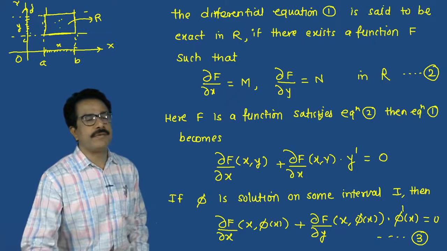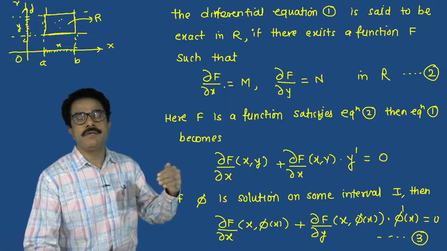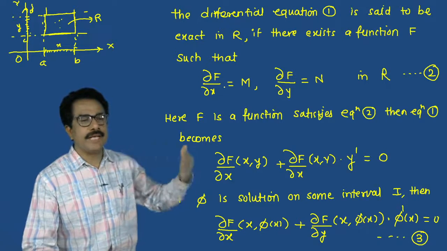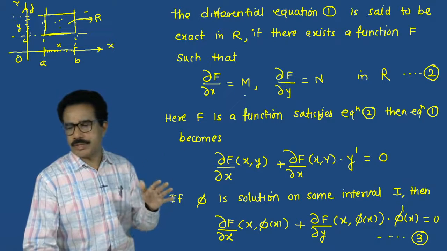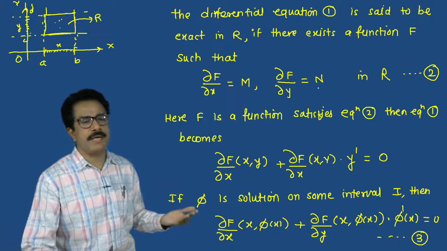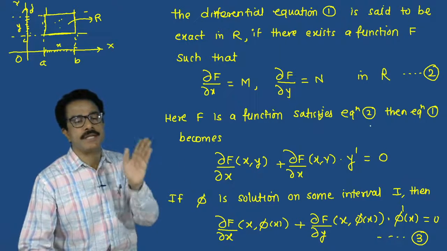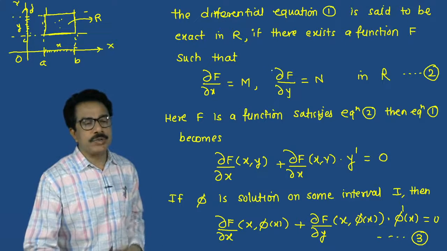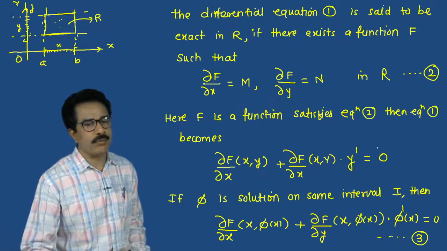According to the definition of the exact differential equation, we can say that the given differential equation is exact if there exists a function f such that dou f by dou x is equal to M, and dou f by dou y is equal to N, in R. Here f is a function which satisfies condition 2. If f satisfies condition 2, we can replace this M by dou f by dou x in equation 1.